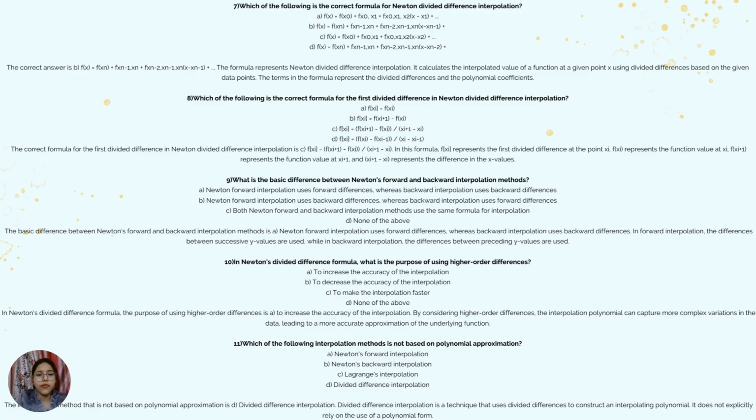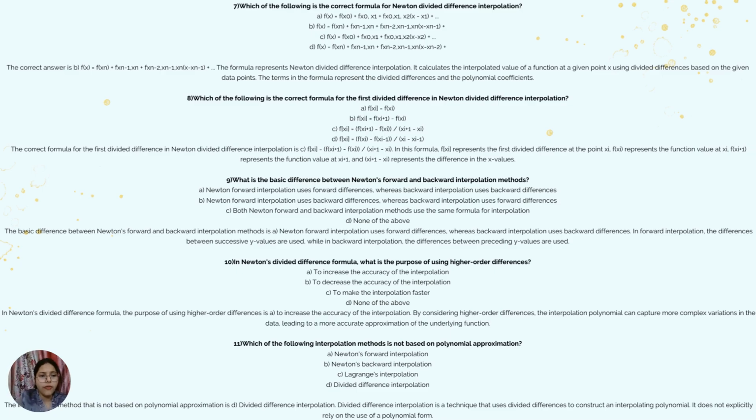Question 8. Which of the following is the correct formula for the first divided difference in Newton divided difference interpolation? A. f of xi minus f of xi. B. f of xi plus 1 minus f of xi. C. f of xi plus 1 minus f of xi, divided by xi plus 1 minus xi. Option D, f of xi minus f of xi minus 1, divided by xi minus xi minus 1.